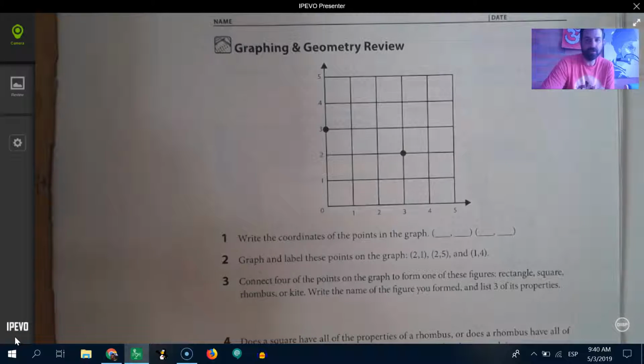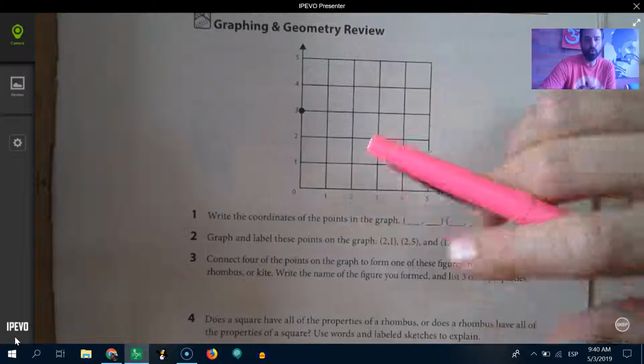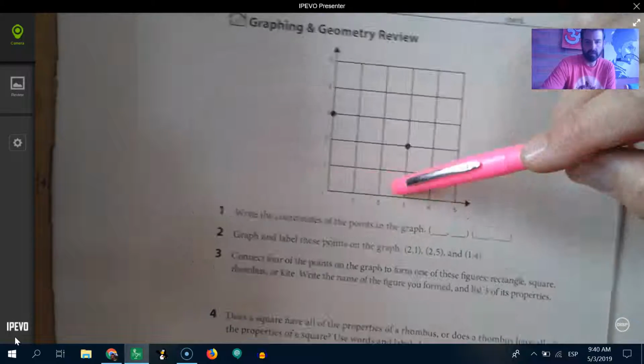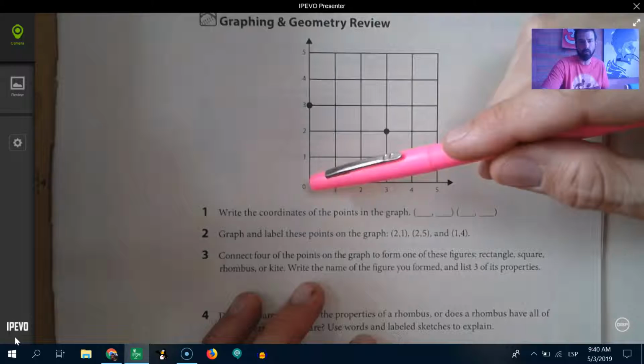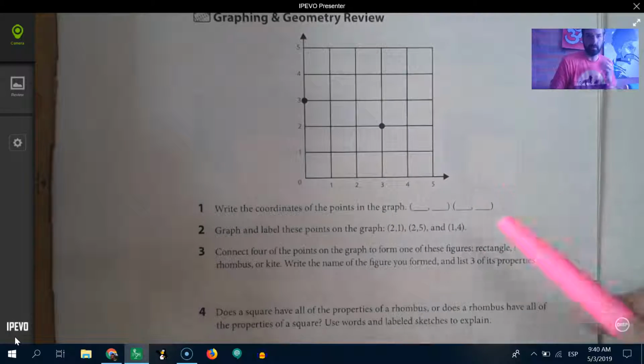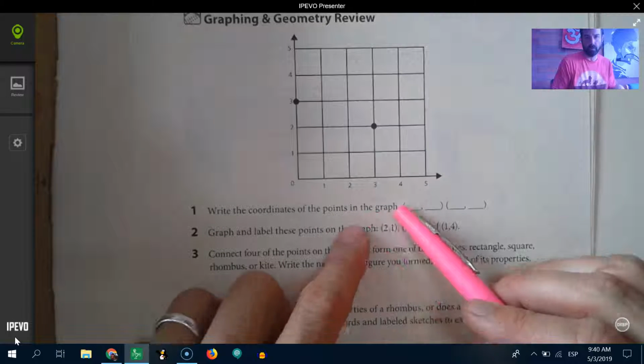So this is graphing and geometry review. So I have a coordinate grid here. I see the x-axis is 0 through 5, y is 0 through 5. I see 2 points on here, so I'm probably going to have to know my coordinates. So, write the coordinates of the points in the graph.